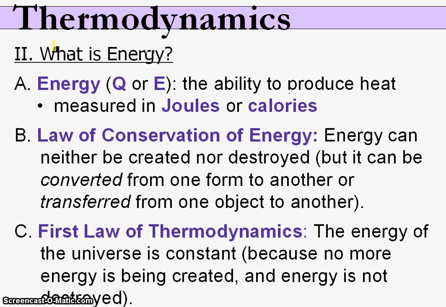In order to talk about heat, we need to first talk about where heat comes from. Heat comes from energy. Energy in the general sense is the ability to do work. In chemistry, we're going to focus on energy as being the ability to produce heat.